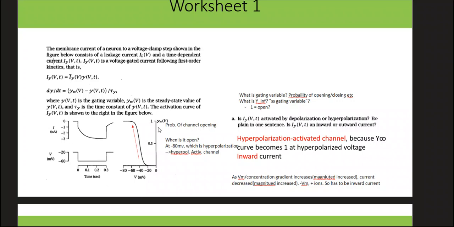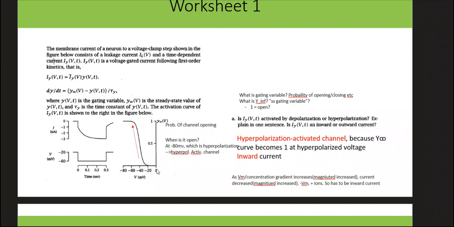And they made this IV curve, or not really exactly an IV curve, because for this plot what we're showing is the membrane voltage on the x-axis, and on the y-axis we have the probability of the specific channel opening, where one is 100% open, and 0.5 is 50%.